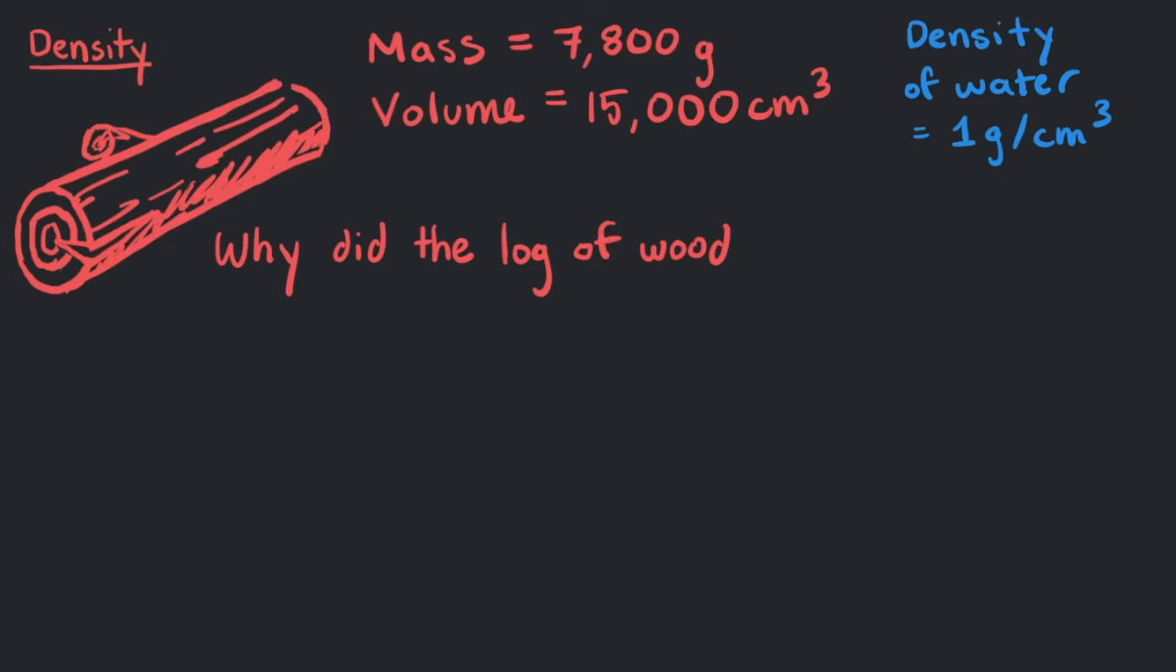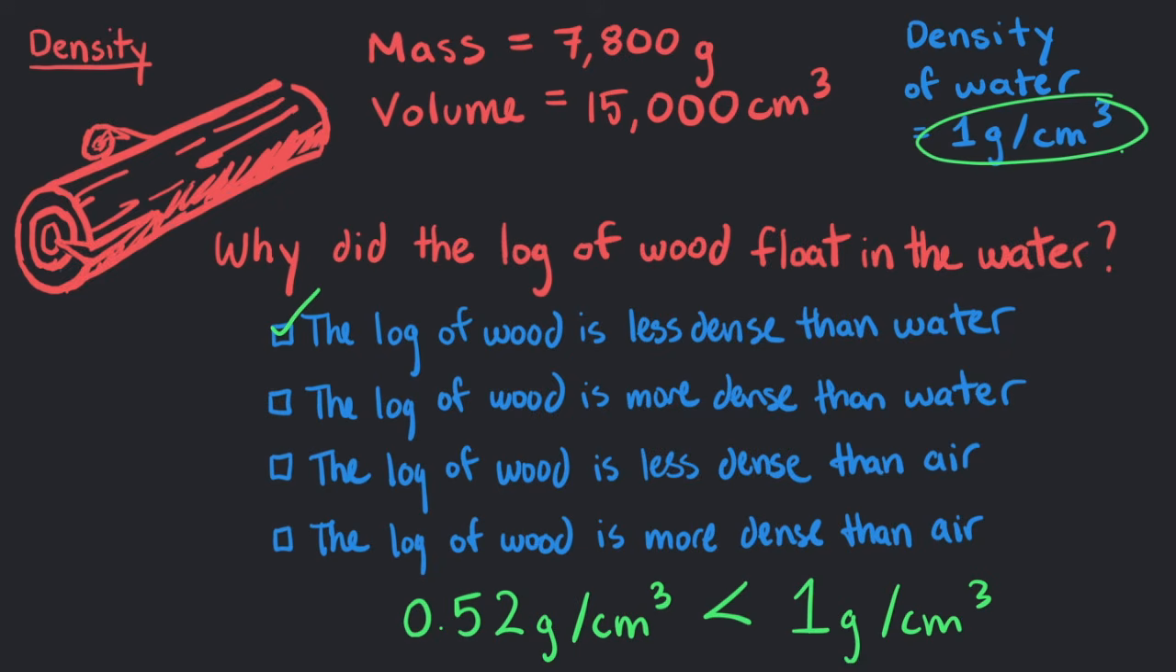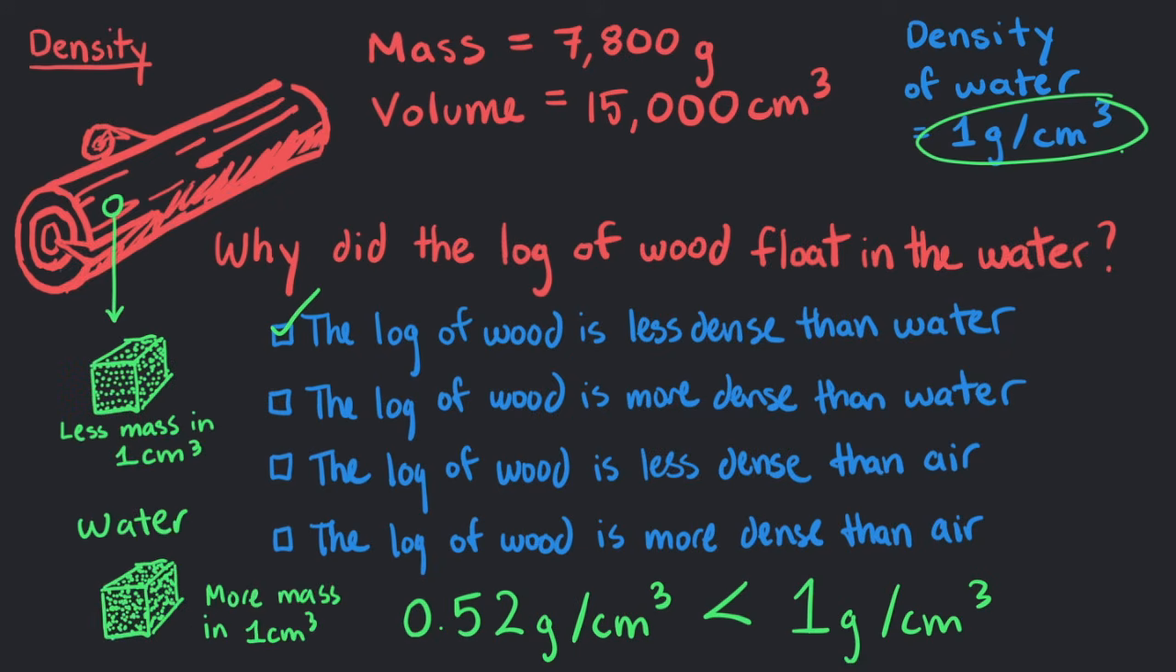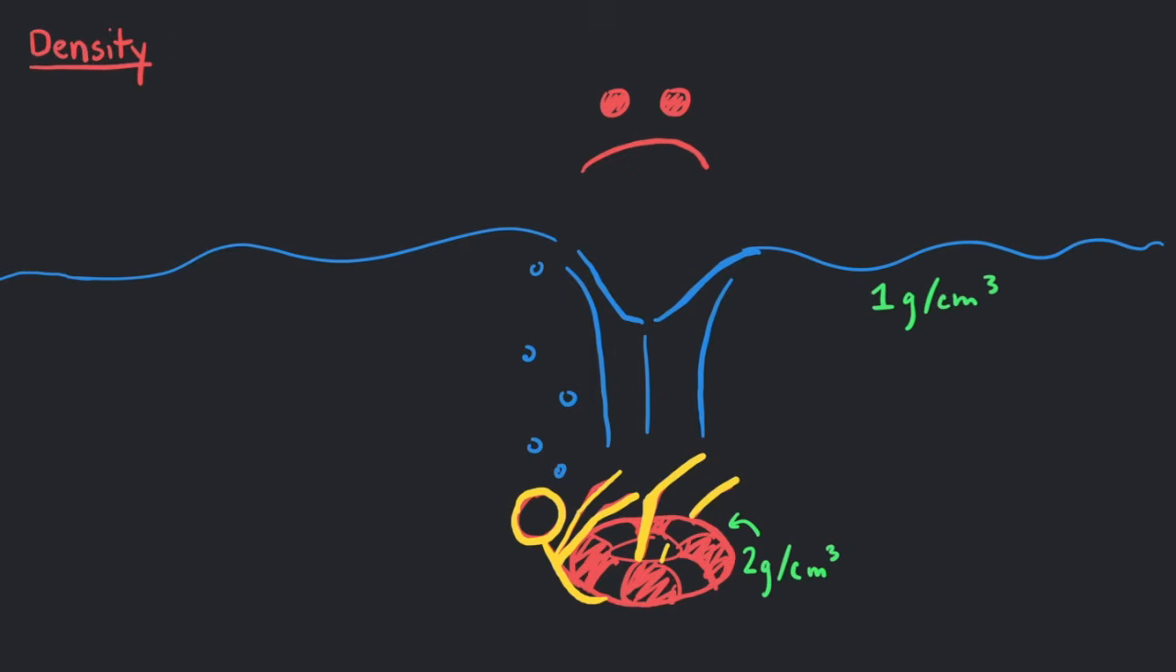Why did the log of wood float in the water? The log of wood could float in the water because the log is less dense than the water. The log of wood has less mass present in 1 cubic centimeter, and the water has more mass present in the same 1 cubic centimeter. In general, this is the reason why lifeguards carry a rescue tube as a flotation device to help a drowning victim to shore. If the rescue tube was more dense than water, it would sink along with the victim.